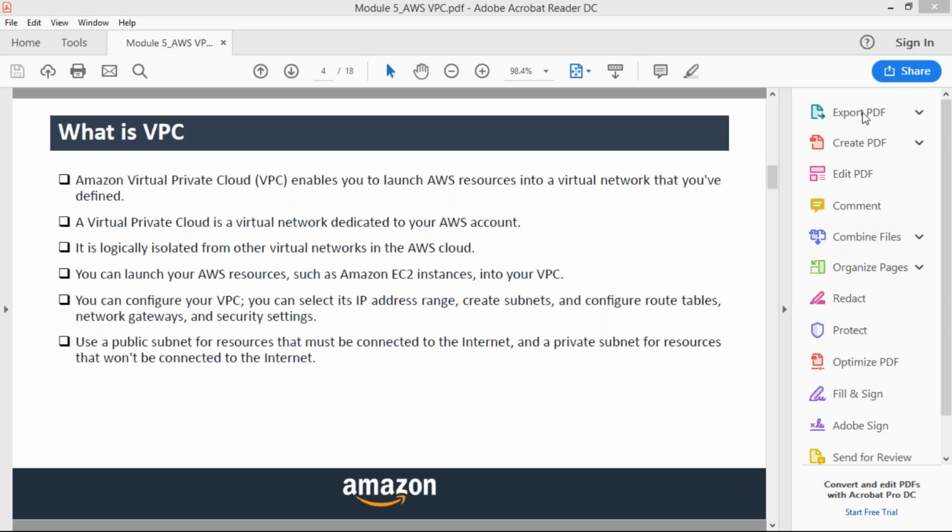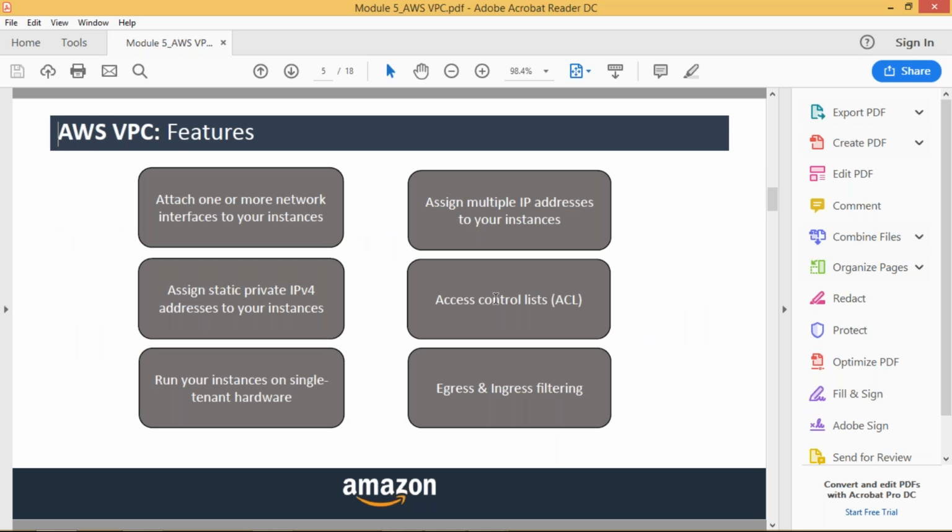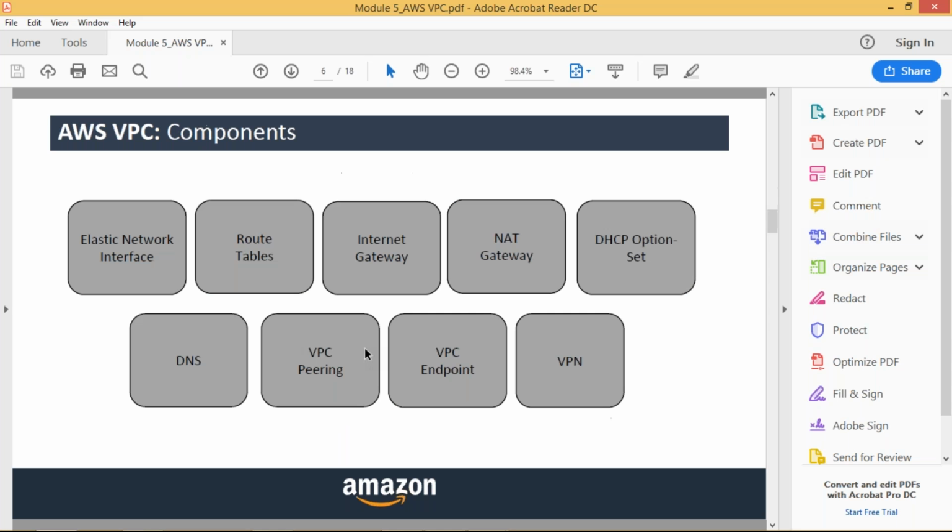So this is what a virtual private cloud, VPC, is; we talked about it yesterday. I think it is not a big issue for you to understand this, and we have done practicals as well. For the theoretical concepts, I will send you this particular PDF to your webmail. The features of a VPC include attaching one or more network interfaces. It is very easy to understand, you just read it. I don't want to waste your time on these things.